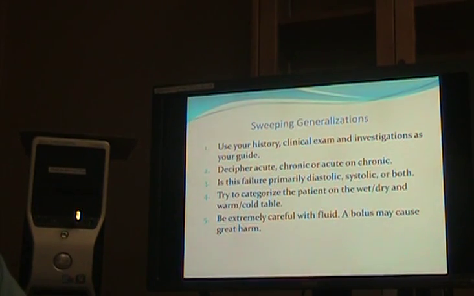And then ask yourself, is this primarily diastolic or systolic failure, or is it both? Is there a history of cardiomyopathy in this patient? Is this an acute onset after the patient has gone through a febrile upper respiratory tract infection, etc.? Again, your history, your clinical exam, and your investigations should help guide what type of failure or broad category this patient will be in. And then try to think about your patient. Is your patient wet or dry, and are they cold or warm?